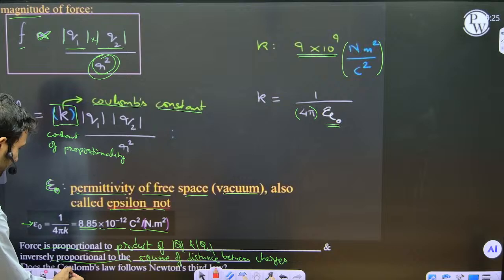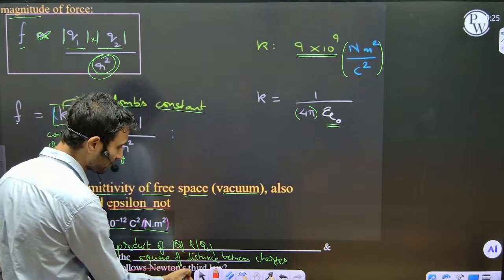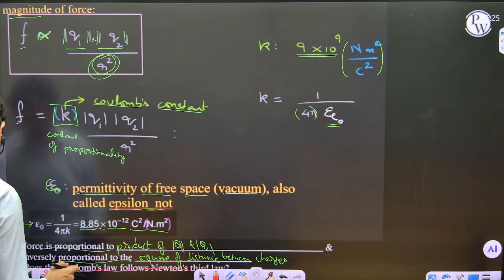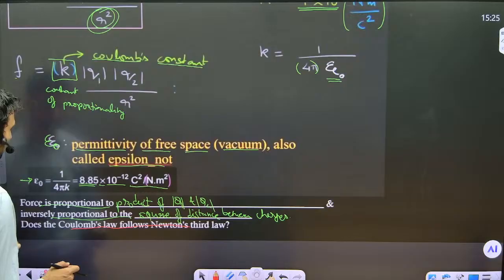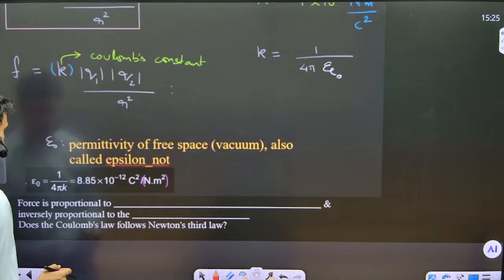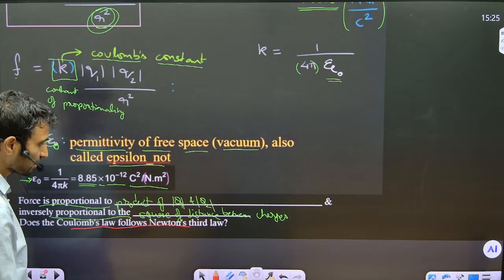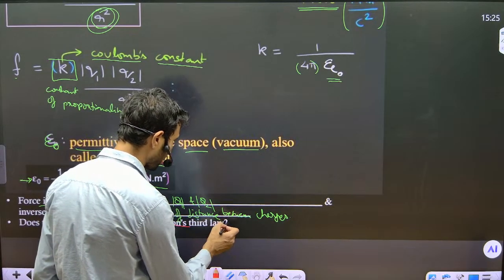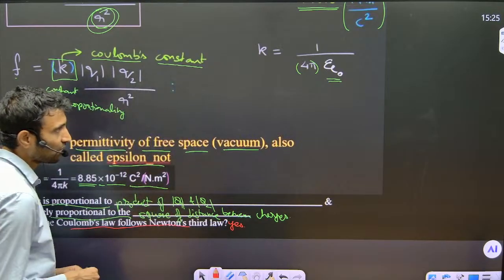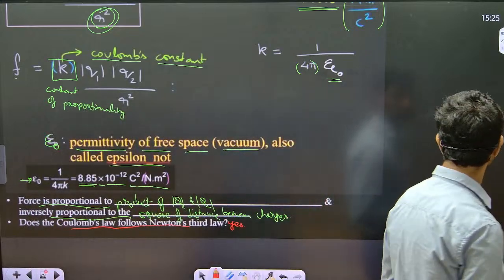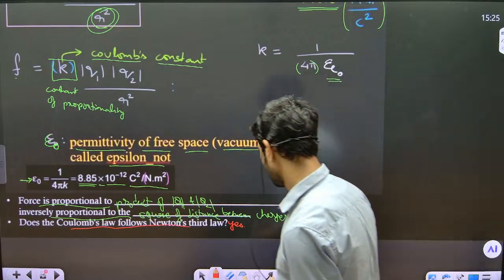The last part is, does Coulomb's law follow Newton's third law? And the answer is yes. Coulomb's law does follow Newton's third law. So you can take this all down. Then we'll go ahead.